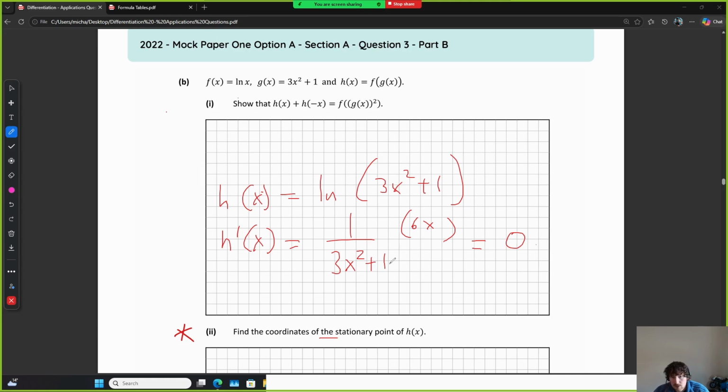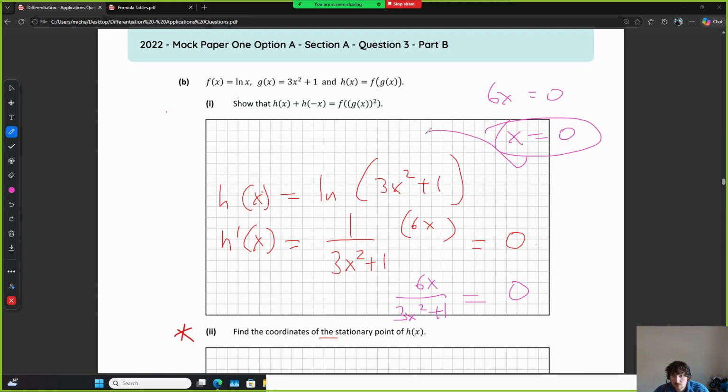So basically we have ourselves a situation here where we have 6x over 3x squared plus 1 equals 0. So you literally just multiply across by the bottom because nothing on the bottom could make this thing 0. So you really just get 6x equals 0. So that happens when x is 0. All right. So that's just the way this goes.